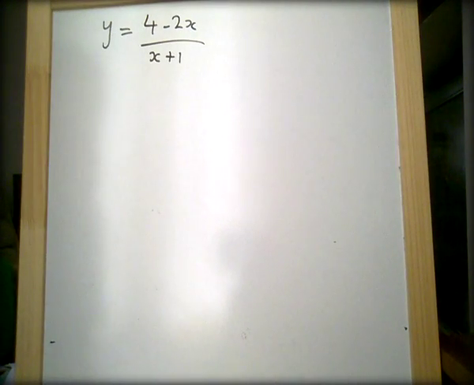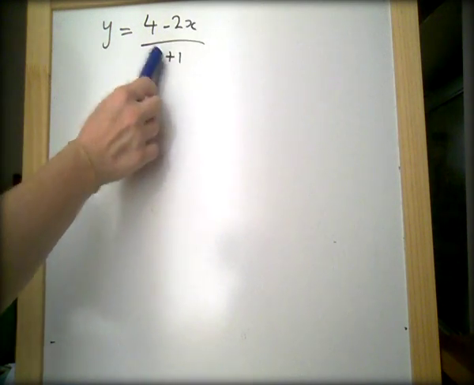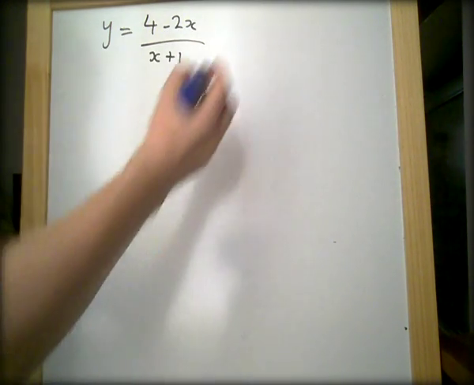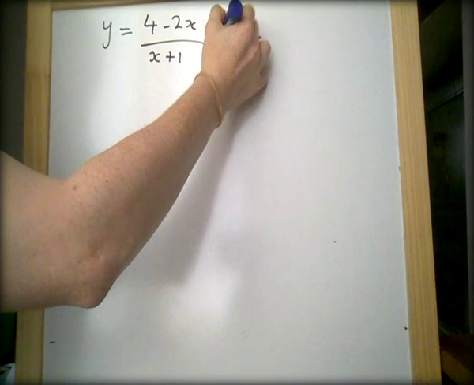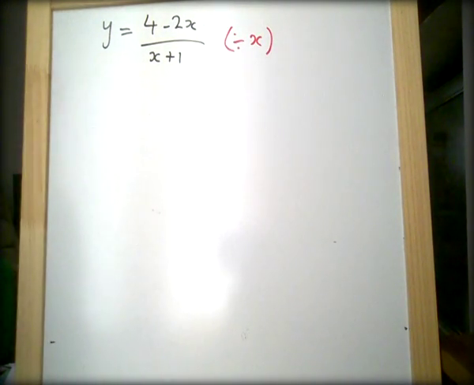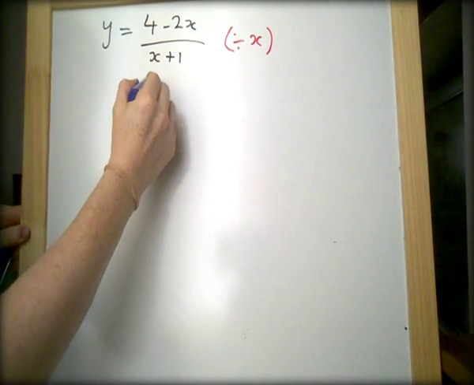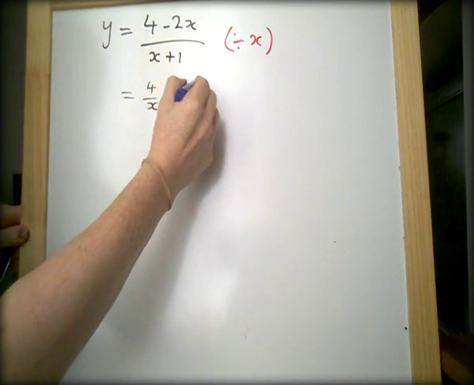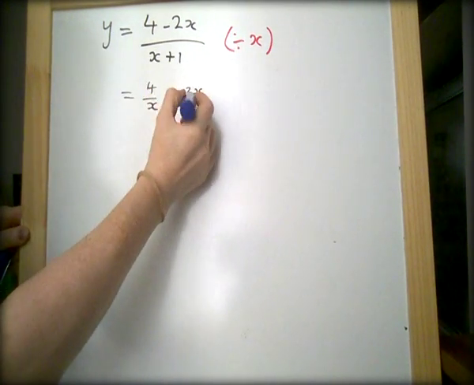Okay, so hopefully you've had a go at the example in your workbook, so we'll just work through the solution. So the first thing to spot, again, is the highest power of x, and we'll divide through by that.